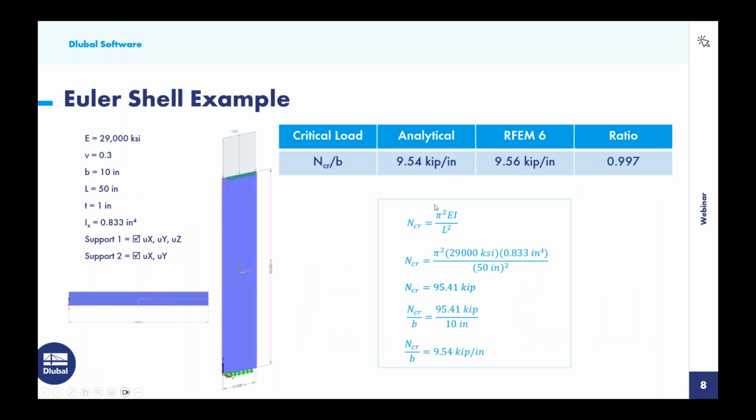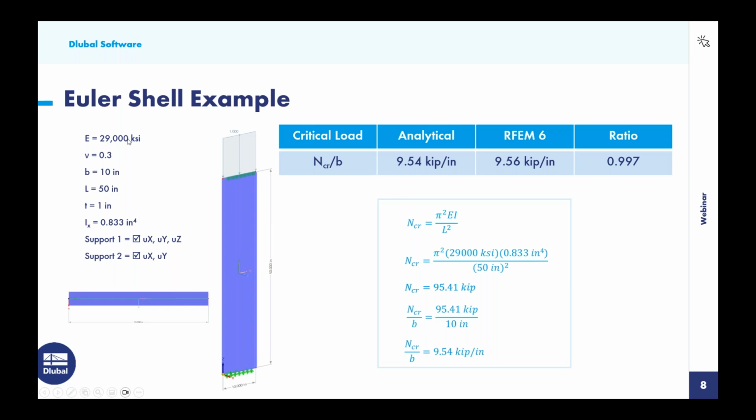Moving on to our second example, this is very similar to what we just saw with our column, yet this time I wanted to utilize a 2D surface element. Members by default are represented by a single line element. Surfaces, on the other hand, are two-dimensional. So we have a 10-inch wide surface by 50-inch high.